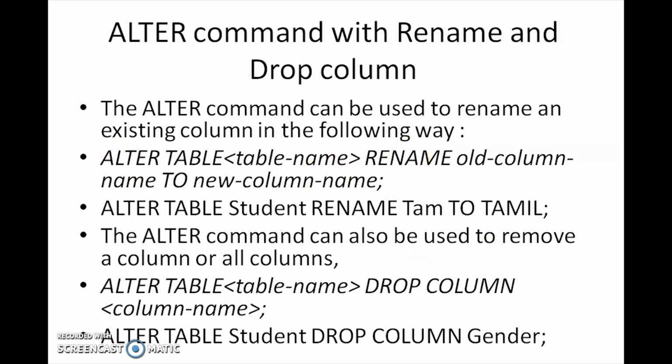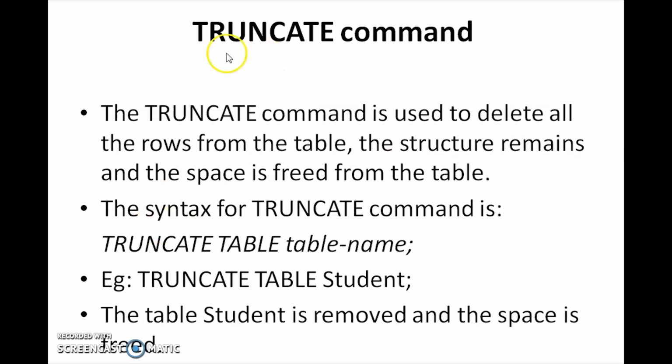Clear? The next command is the truncate command. We have seen the create table command and the alter command. Now we are going to see the third DDL command, that is truncate. The truncate command is used to delete all the rows from the table. The structure remains and the space is freed from the table. So if you are deleting, it doesn't mean that only the values are deleted; even the space is freed from the table.